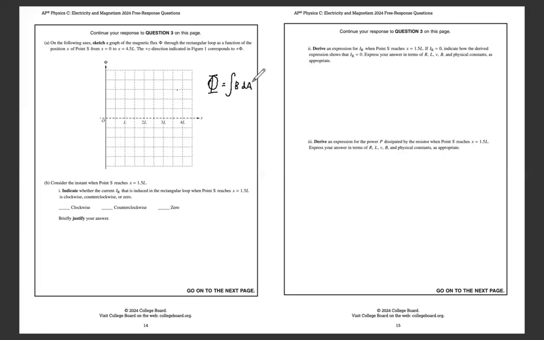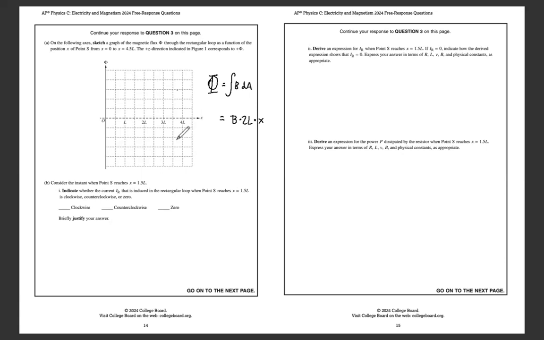And as the bar is going through, the flux is only changing in the x direction and not in the y direction, and the field is constant. So what you're going to get is B times the height of the rod, which is 2L, multiplied by how much of the rod is actually included in there.